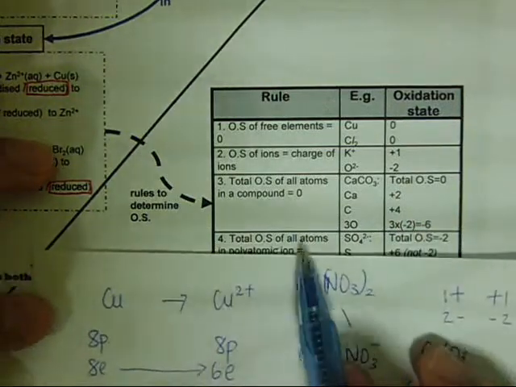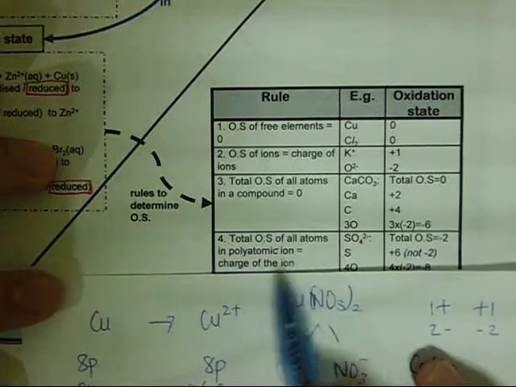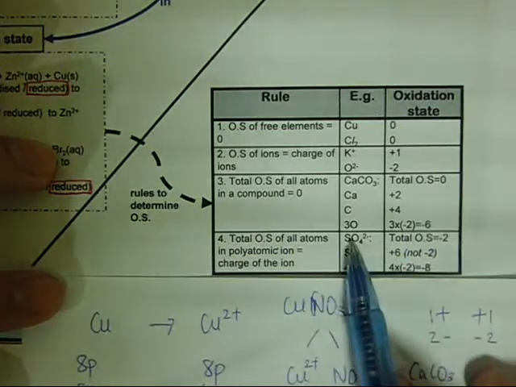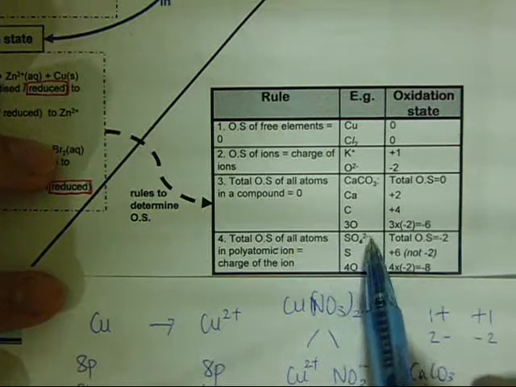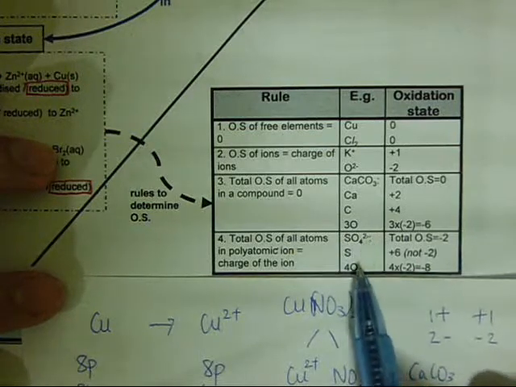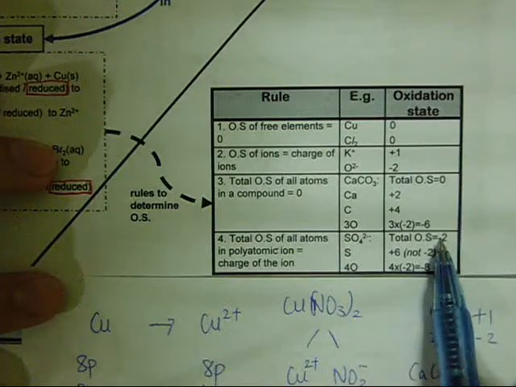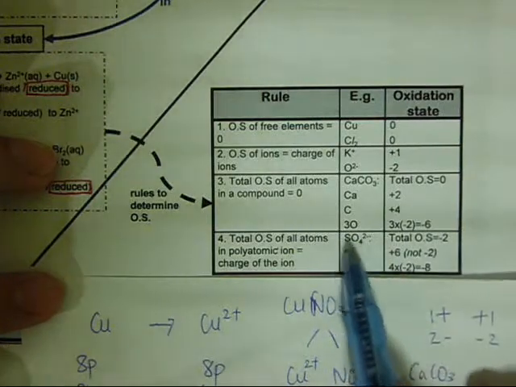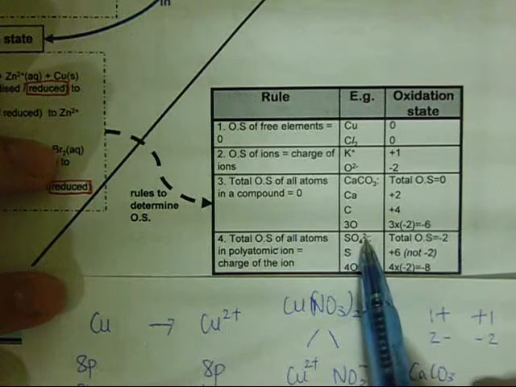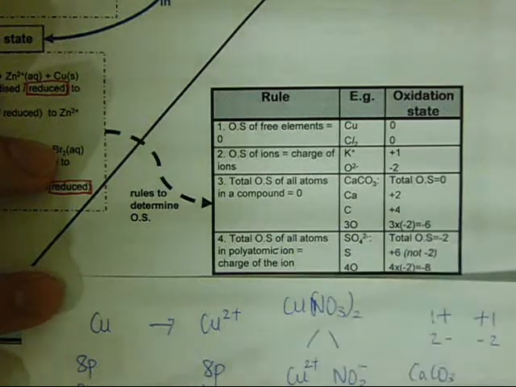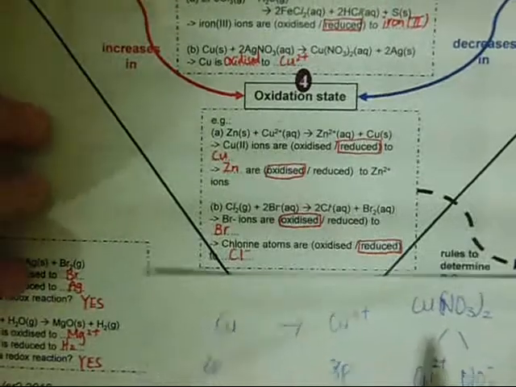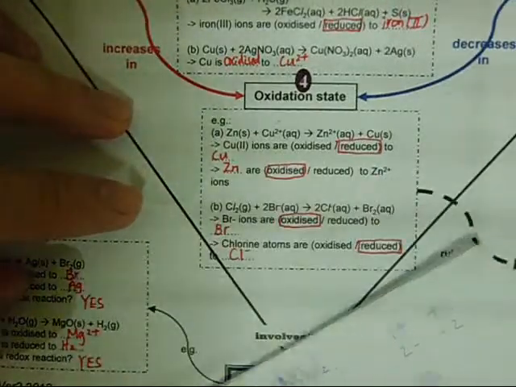And total oxidation state of all atoms in the polyatomic ion is the same with the charge of the ion. So this is a sulfate ion, SO4 2 negative. So the total oxidation state for this sulfate ion would be -2, because the total oxidation state would be the same with the charge, and the charge for a sulfate ion is 2 minus, therefore the oxidation state is -2. Now let's look at the example here.